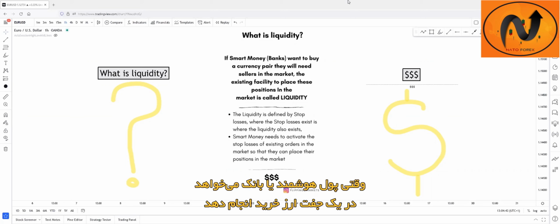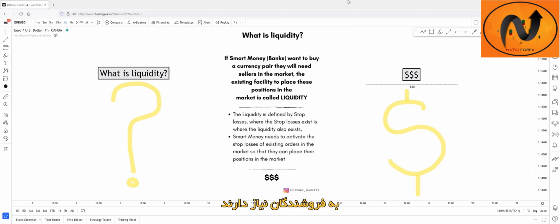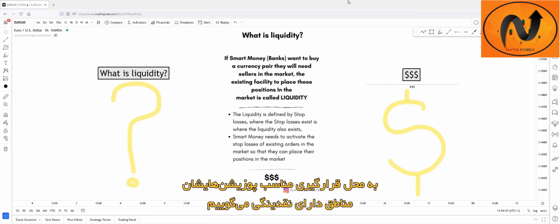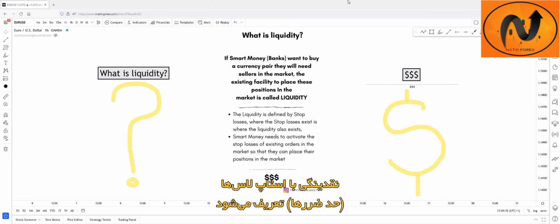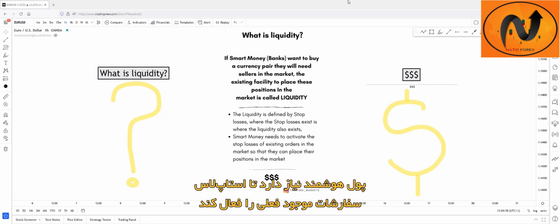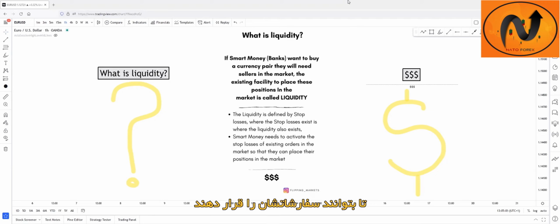If smart money or banks want to buy a currency pair, they will need sellers in the market. The existing facility to place these positions in the market is called liquidity. Liquidity is defined by stop losses. Where the stop losses exist is where the liquidity also exists. Smart money needs to activate the stop losses of the existing orders in the market so that they can place their positions in the market.